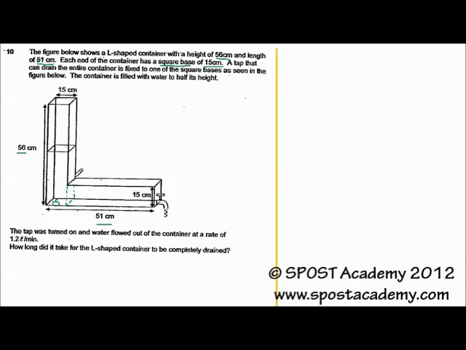We will be able to know what this length is by using 51 minus 15, and we will get 36 cm. So this length here is 36 cm. So first, we need to find the amount of water in this container.